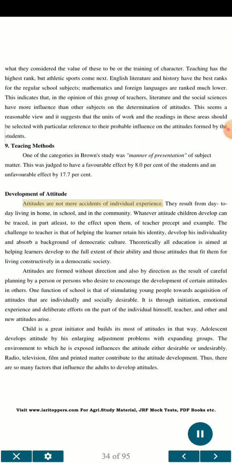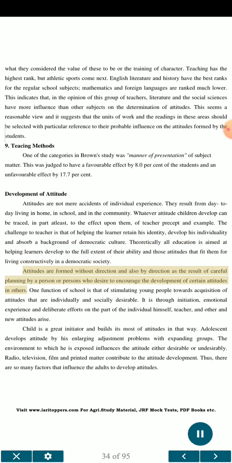Development of attitude. Attitudes are not mere accidents of individual experience. They result from day-to-day living in home, in school, and in the community. Whatever attitudes children develop can be traced, in part at least, to the effect upon them of teacher precept and example. The challenge to the teacher is that of helping the learner retain his identity, develop his individuality and absorb a background of democratic culture. Theoretically, all education is aimed at helping learners develop to the full extent of their ability in those attitudes that fit them for living constructively in a democratic society.